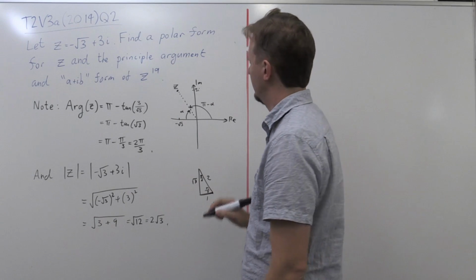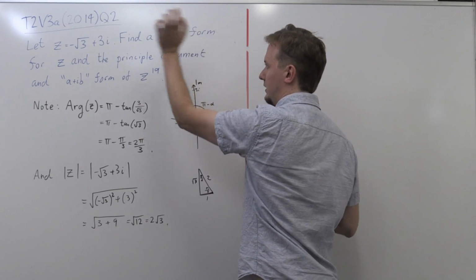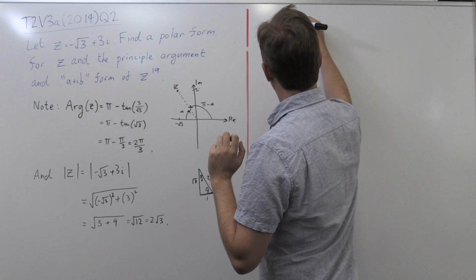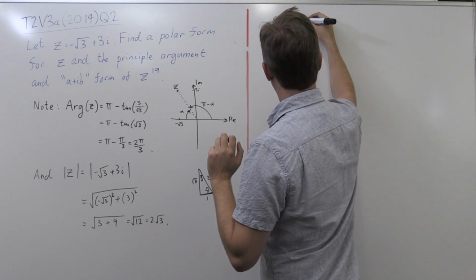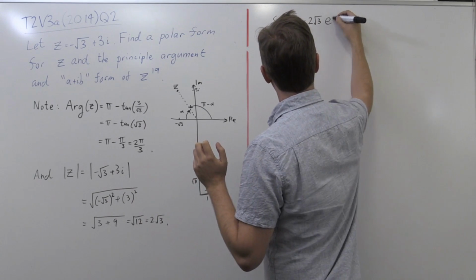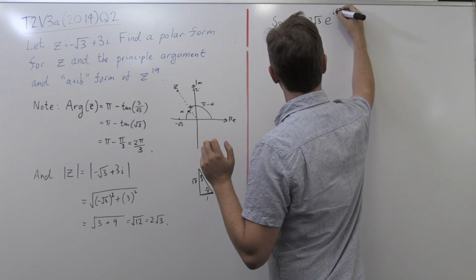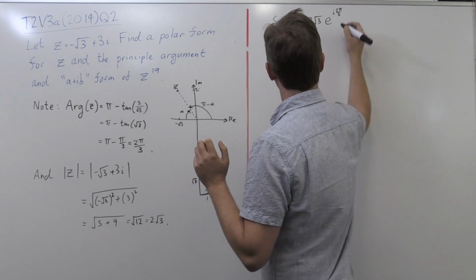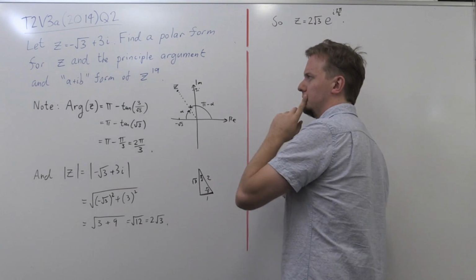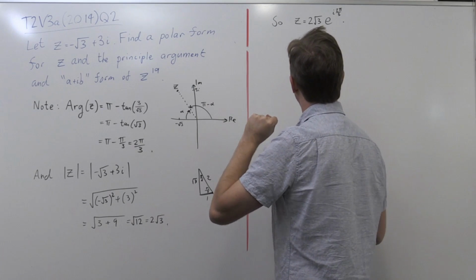Okay, so I can answer the first part of the question: find the polar form for z. Well, z is going to be 2 root 3 e to the i 2 pi over 3. So that's the first part of the question. Next part, I need to look at z to the 19 and get some information about that. Alright.